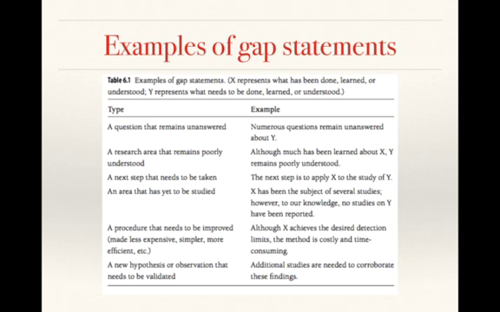You can also talk about the next step that needs to be taken. The next step is to apply this to the study of Y. You can also talk about an area that has yet to be studied, or a procedure that needs to be improved. And the last thing you can do is write about a new hypothesis or observation that needs to be validated. Corroborate. Corroborate means to verify, confirm that something is right.